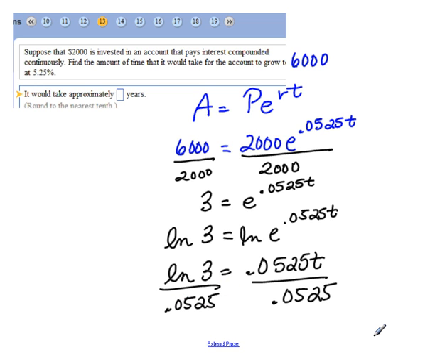So using the calculator, natural log of 3 divided by 0.0525 is going to be 20.9, rounded to the nearest tenth. That is t. So it will take about 21 years for that amount to grow to $6,000.